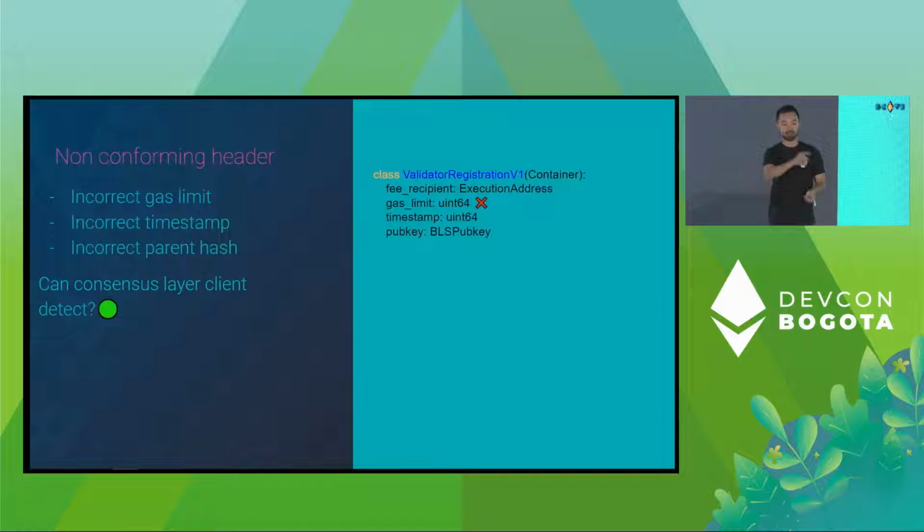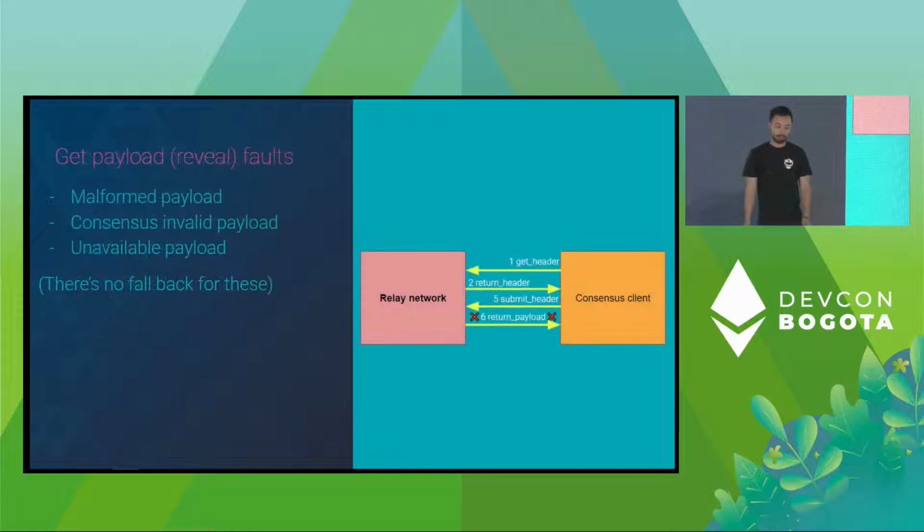And then there's also the non-conforming header. It just means that when the validator registers, it basically says, hey, this is the gas limit I want to use, but the gas limit is incorrect, the timestamp is incorrect, the block hash is incorrect. Can the consensus layer client detect that? Yes, it can. So those are what we call the commit faults.